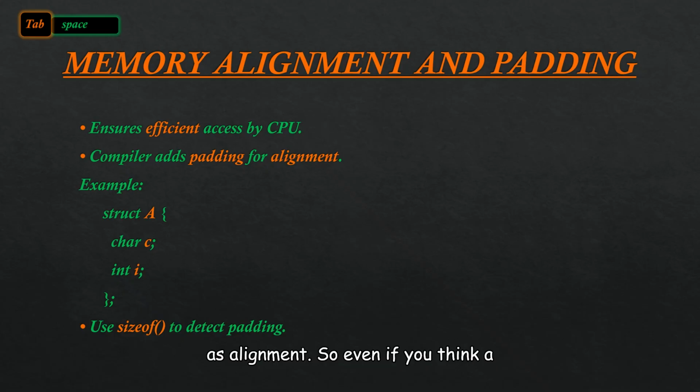So even if you think a structure should take 5 bytes, 1 for a character and 4 for an integer, in reality it may consume 8 bytes due to alignment. You can inspect these effects using the sizeof operator and control padding using #pragma pack if necessary. This knowledge becomes crucial when dealing with low-level memory layouts or binary file formats.